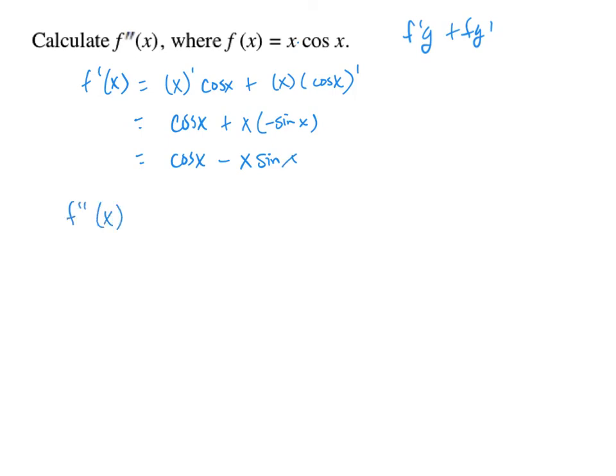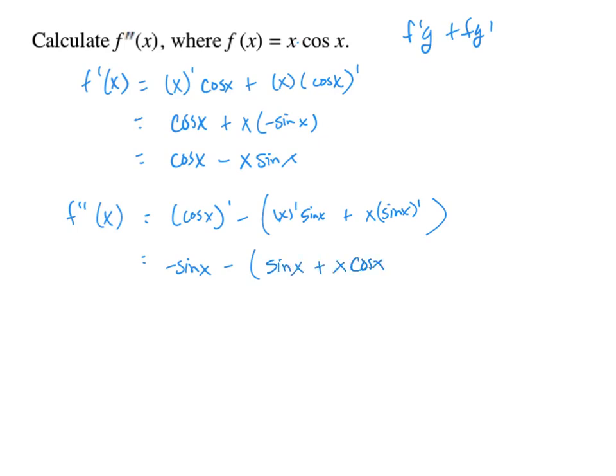Our second derivative requires a product rule again, but the first term is not part of that product rule. So we can derive cosine x independent of everything. And then in this second set of parentheses is where our product rule comes in, right? It's minus this whole product rule. So x prime sine x stays, plus x stays, sine x prime. So negative sine x minus quantity, 1 sine x plus x cosine x.